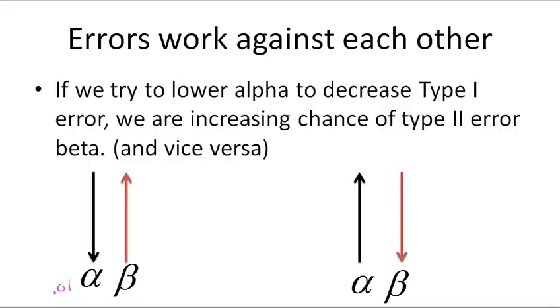Same thing can be said the opposite way. If you try to increase alpha, maybe to like 0.05, increasing the risk of a type 1 error, well then the good news there is you are going to lower your chance of a type 2 error. So these errors work at opposites of each other. Okay, it's not directly a one-to-one opposite relationship, but the point is if you lower your type 1 error, then you are going to have an increased type 2 error and vice versa.